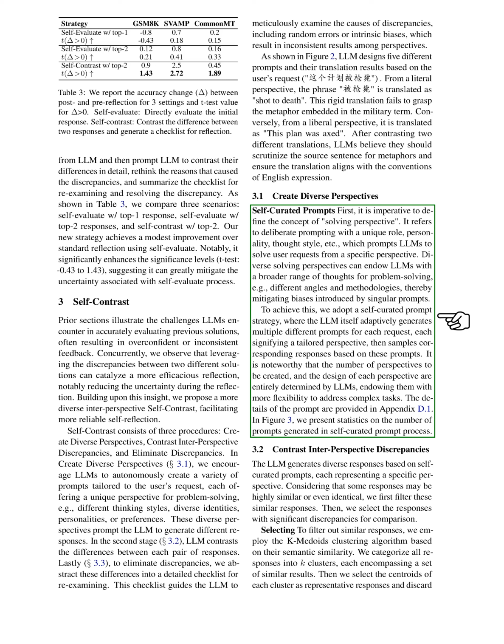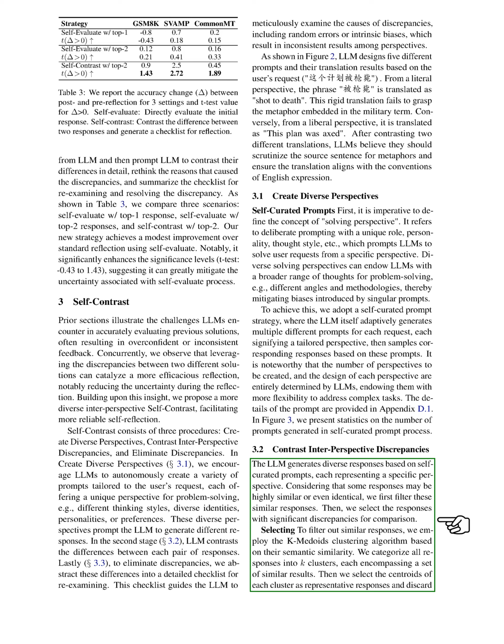Section. Contrast interperspective discrepancies. We're going to talk about a method we've developed called contrast interperspective discrepancies. This method uses a language learning model, LLM, to generate a variety of responses based on different prompts. However, some of these responses can be very similar, so we first filter out these similar responses.